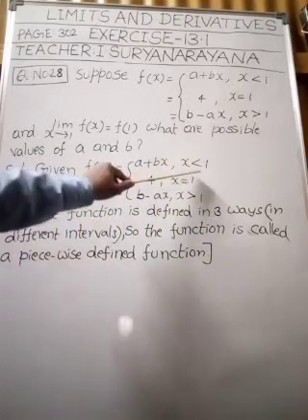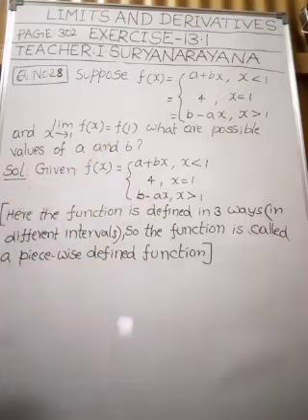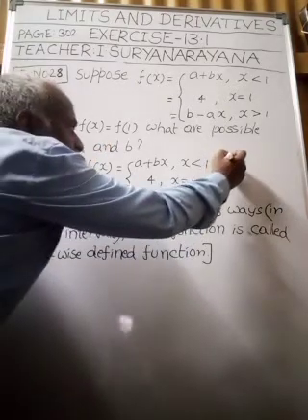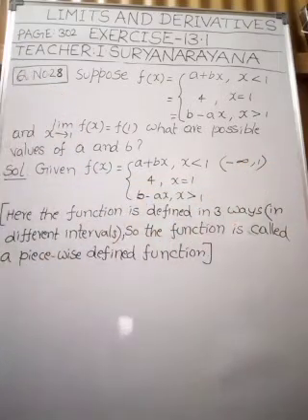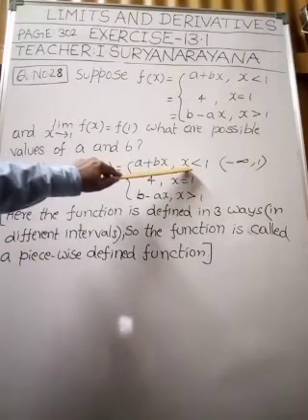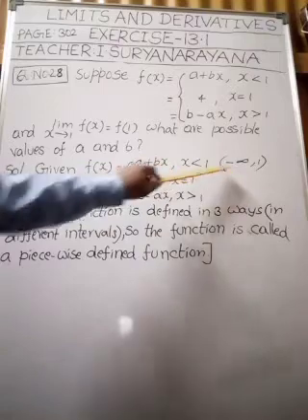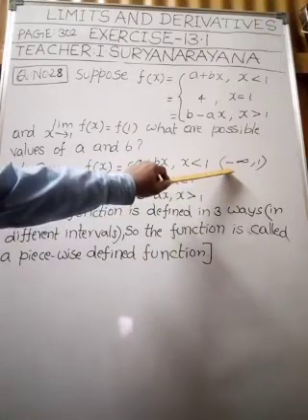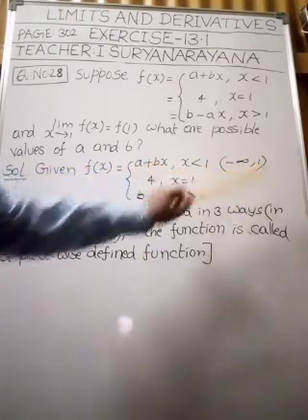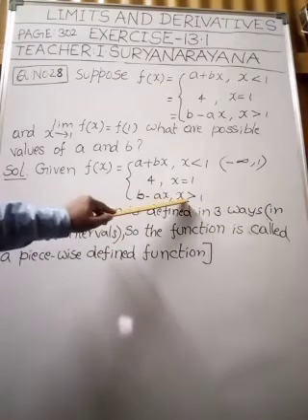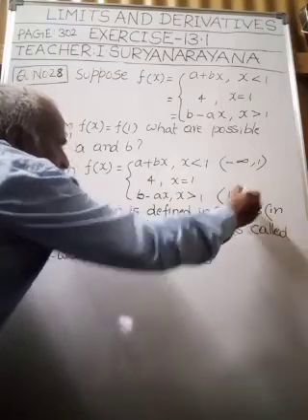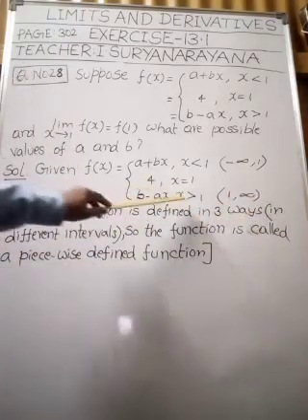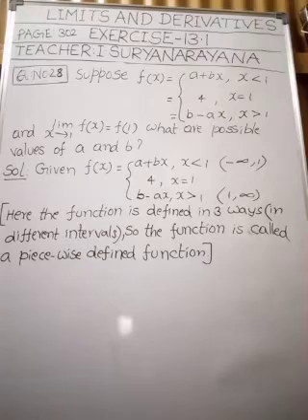Okay, my children, x less than 1 means minus infinity comma 1, isn't it, my children? If you want to write this inequation in the form of interval, this can be written as open interval minus infinity comma 1. Similarly, this is the second interval, 1 comma infinity. Do you remember this point, my children?